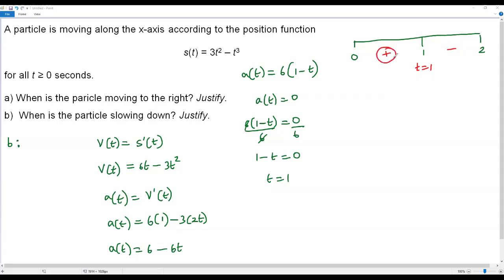If the acceleration is positive, then the velocity is increasing. That is, the particle is moving faster. So between 0 and 1 seconds, the acceleration is positive, that is, the velocity is increasing, and the particle is moving faster. When you go to the right side of 1, that is in the interval 1 to 2, between 1 second and 2 seconds, the acceleration is negative. Acceleration is negative means the velocity is decreasing. That means the particle is slowing down. That is, when t is between 1 and 2, in the time interval 1 to 2 seconds, the particle is slowing down.